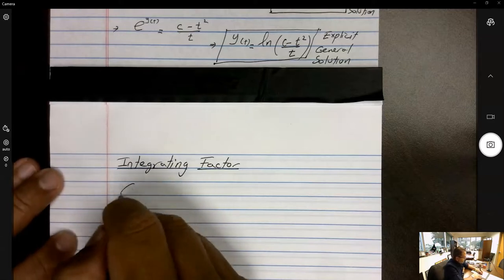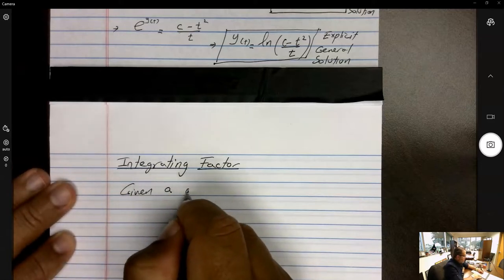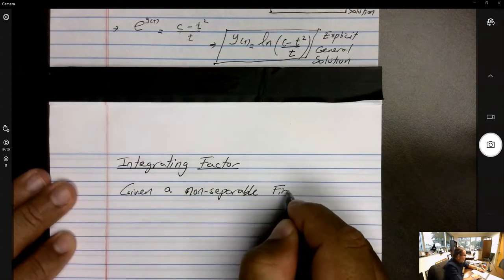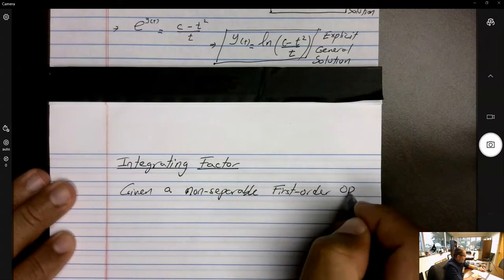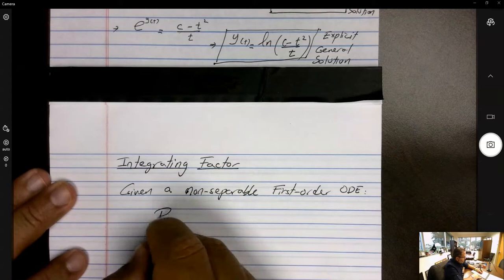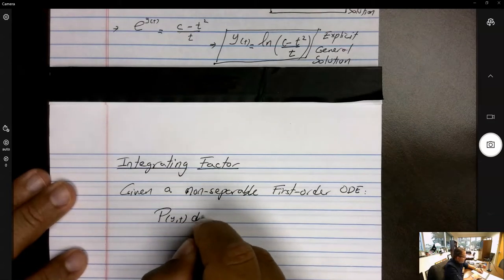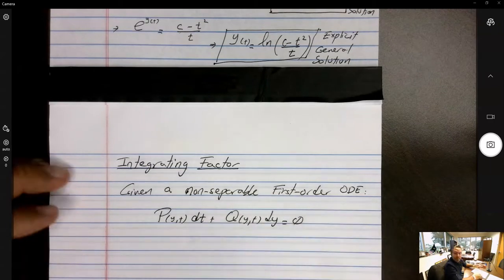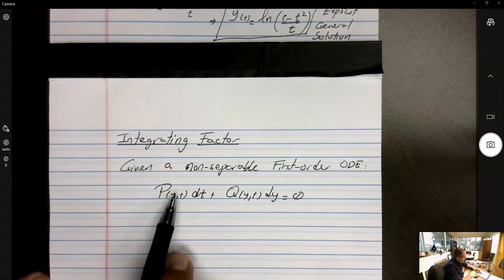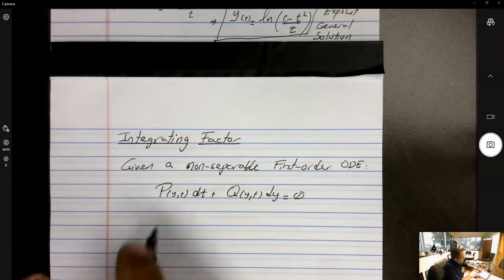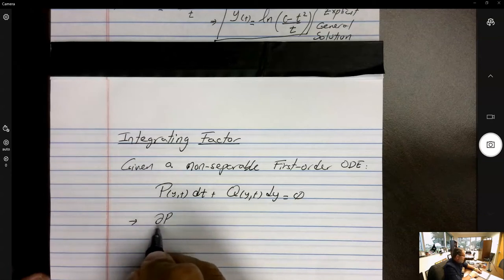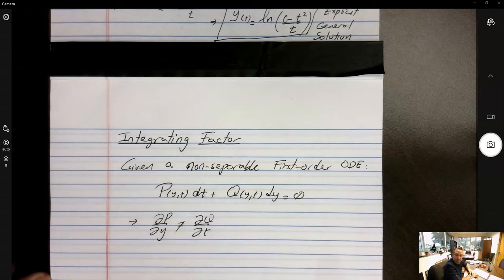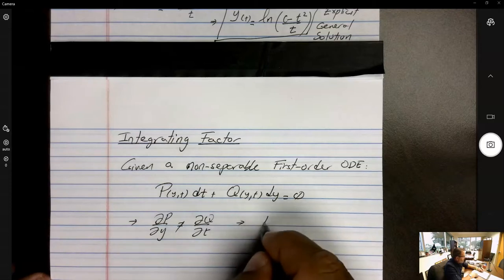Okay? So given a non-separable first order ODE that looks like P of y and t dt plus Q dy is equal to 0. So we wrote it that way. We already figured out it's not separable. We cannot have t's and y's on either side of the equal sign. And then we check for exactness, and it happens that they're not. The partial of P with respect to y is not equal to the partial of Q with respect to t, so it's not exact.